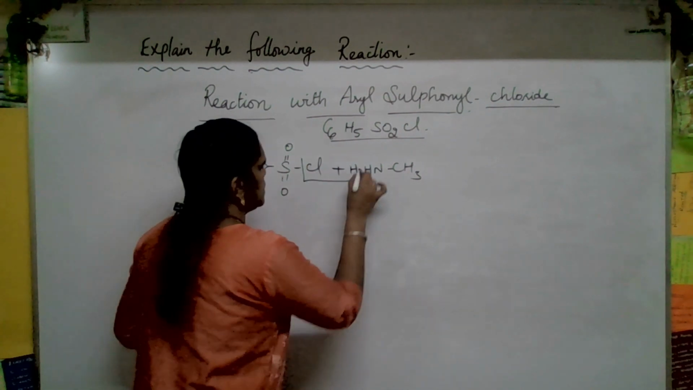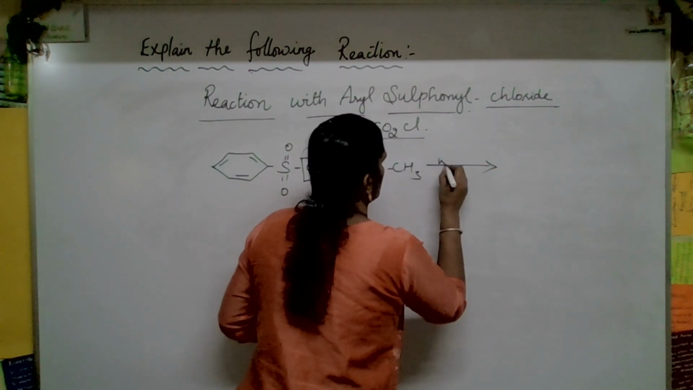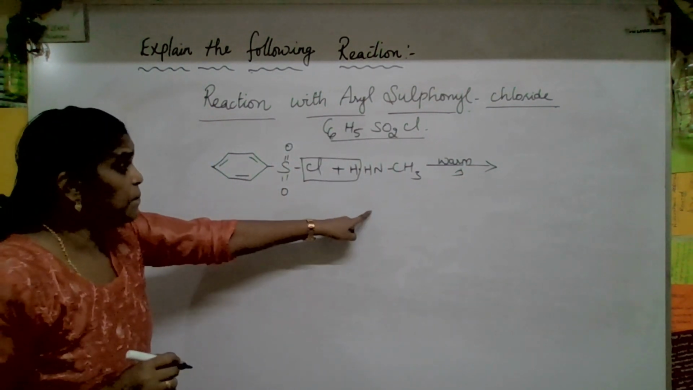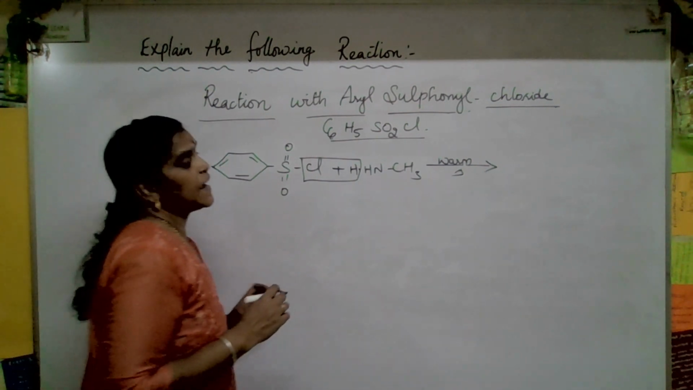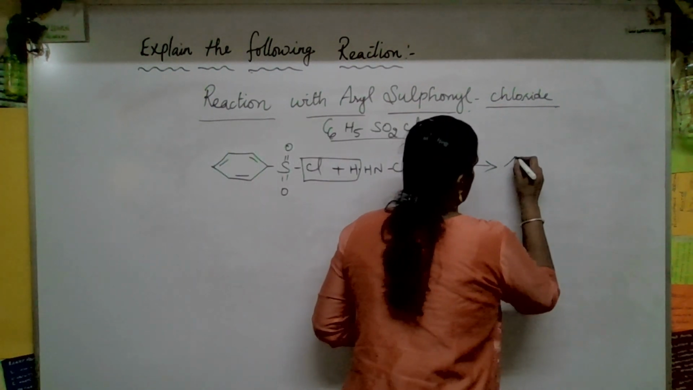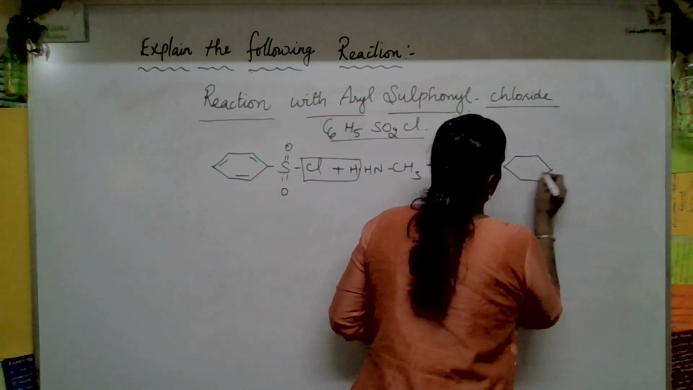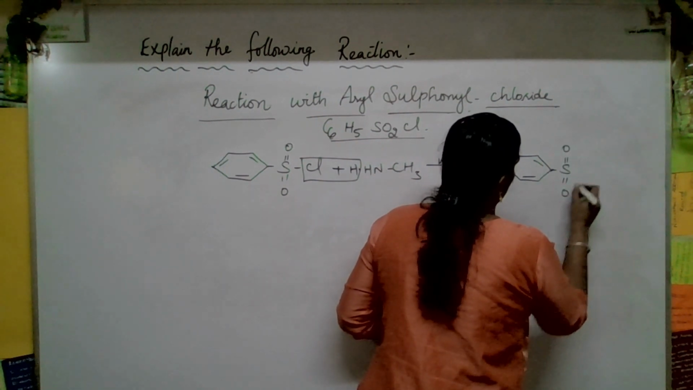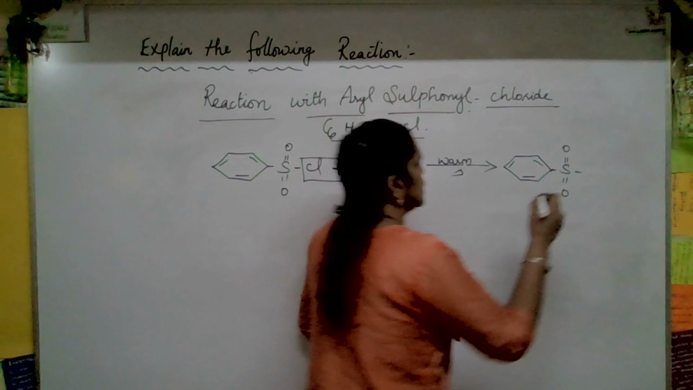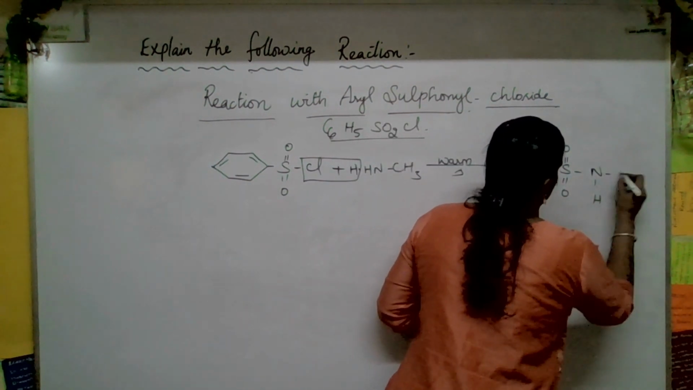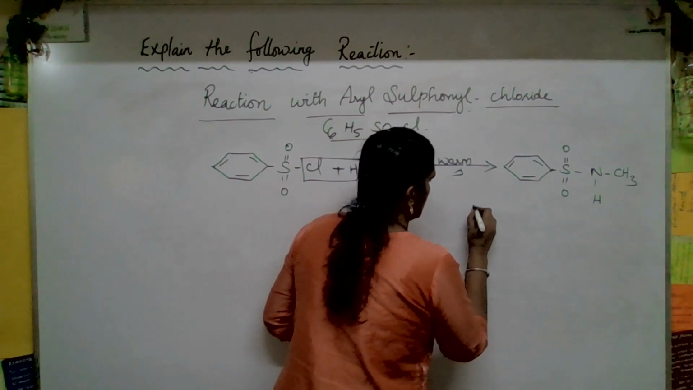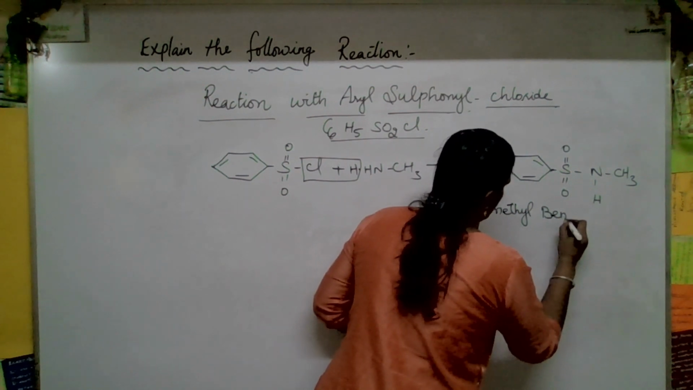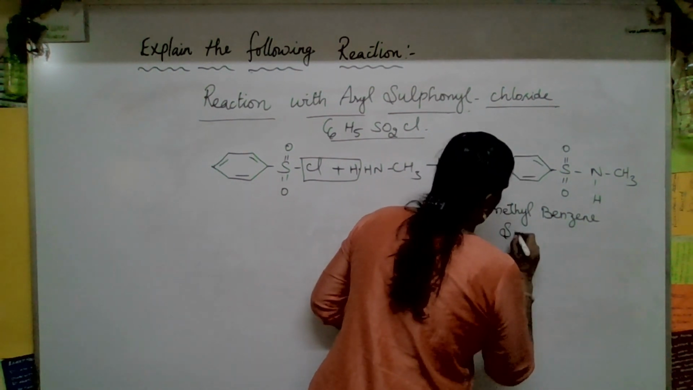Now what happened? These both connect when you warm up. So on warming, what will happen? N-methyl benzene sulfonamide formation, you will get it. Here this is the benzene ring, double bond O, double bond O, NH, CH3. So here what you will get is N-methyl benzene sulfonamide.